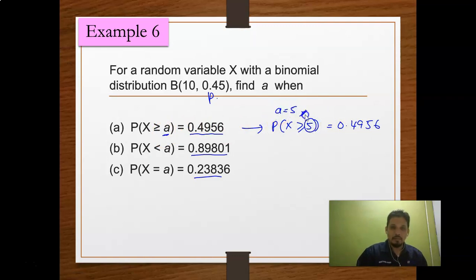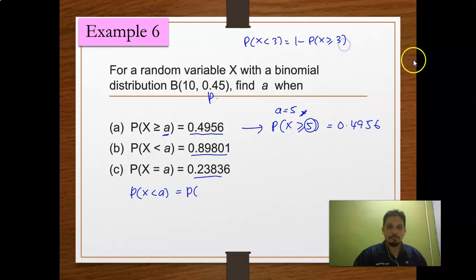Okay. Then next, X less than a. So for this one here, the probability of X less than some value of a. Less than 3, for example, the probability of X less than 3, it is less than 3, which is X equal to 0, 1, and 2. Okay, so it is 1 minus the probability of X greater than or equal to 3.